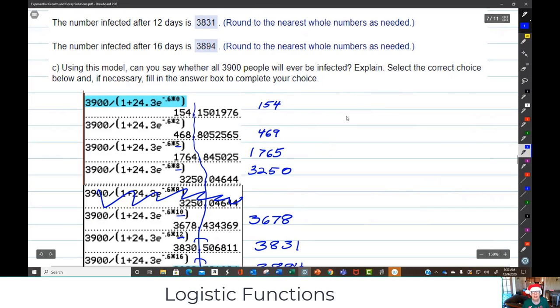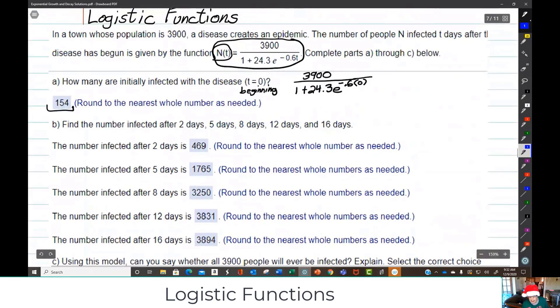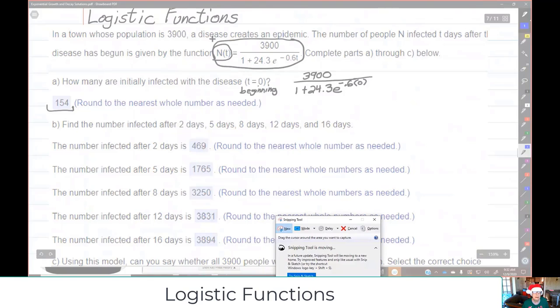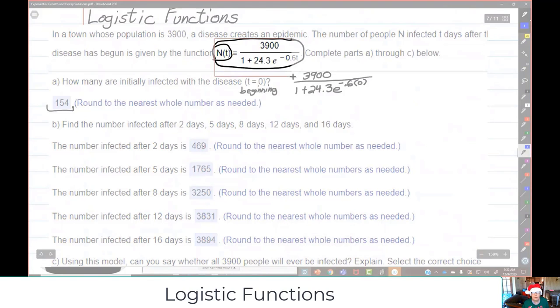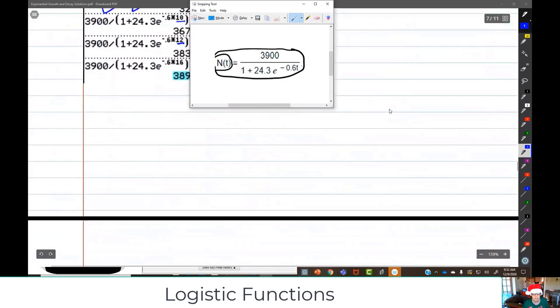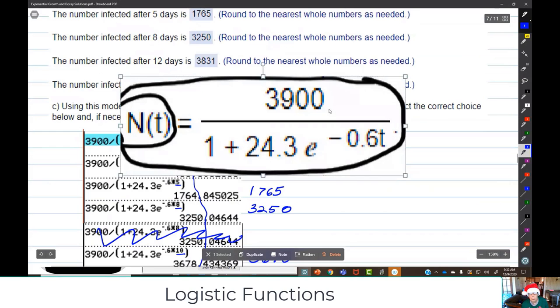Well, let's see. Let's explore this. We're going to take the formula and move it down so we can look at it down below. Ooh, big.